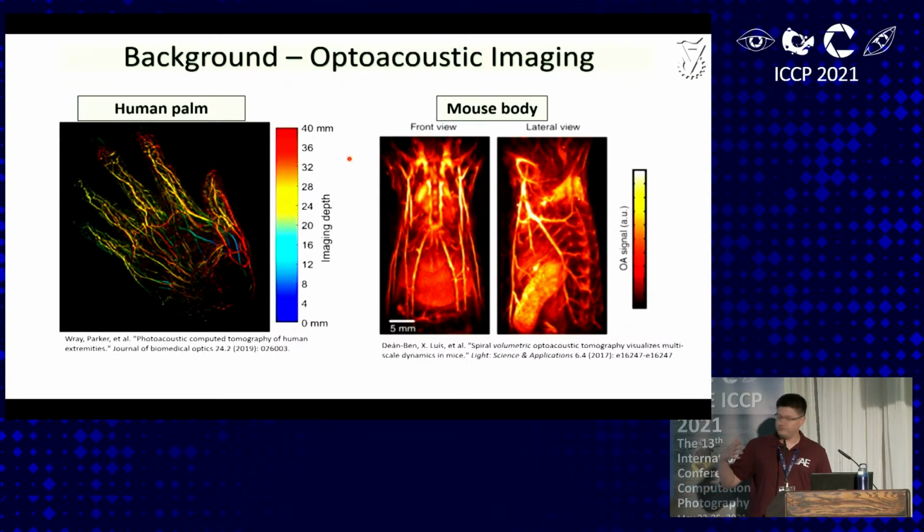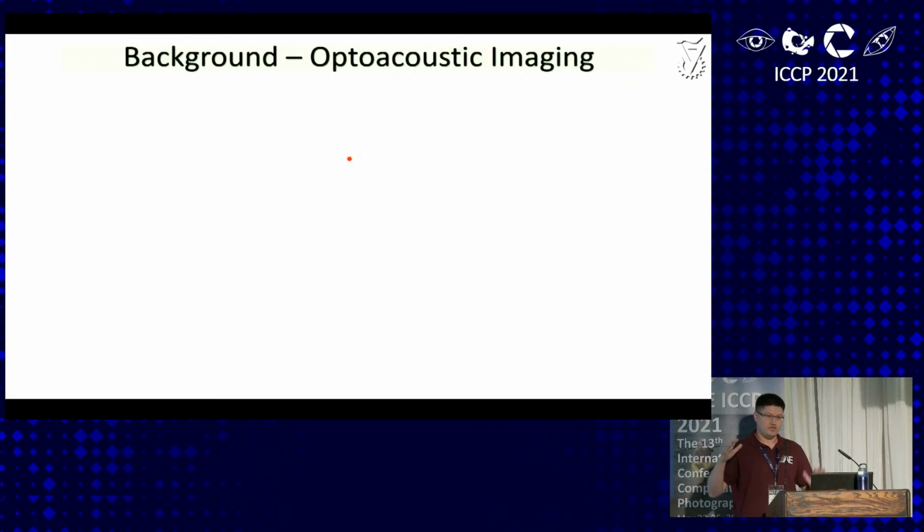So the greatest advantage of this imaging method is that you can see optical contrast with high resolution and a high depth of up to a few centimeters. And here you can see on the right side the human palm and the blood vessels mapped inside it, and the full map of a mouse body, a three-dimensional map, obviously. Now, while it's nice, to achieve high fidelity imaging, you really need to achieve a wide field of view for the high resolution.